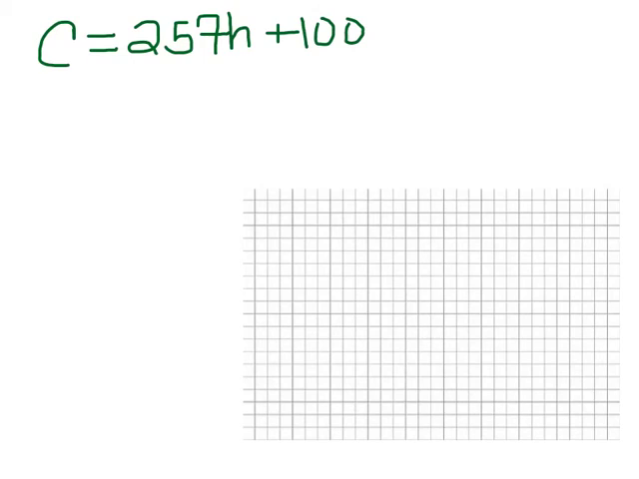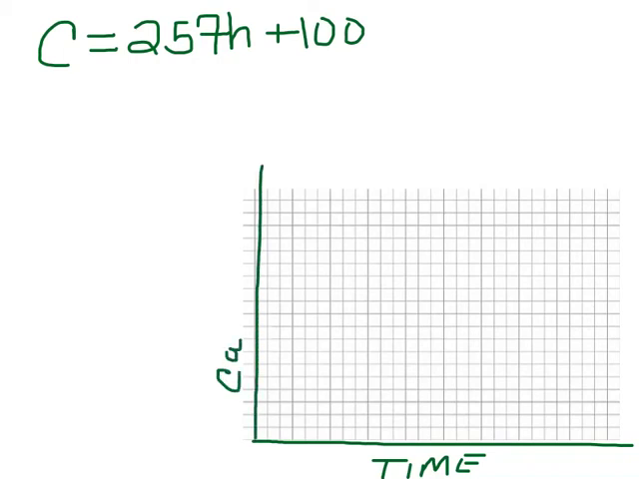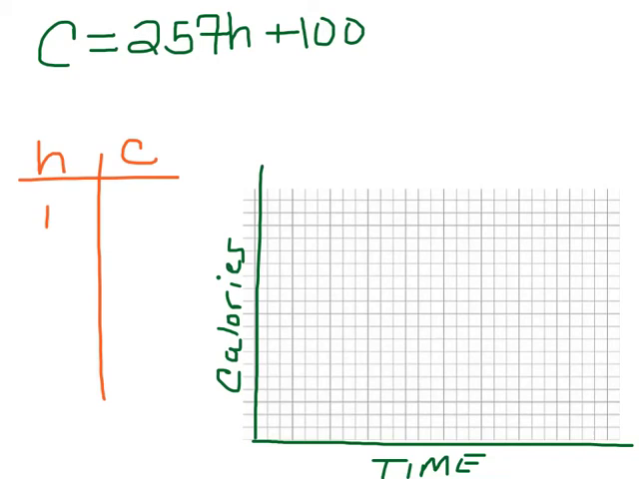So I need to set up my graph here. I'm going to do my time down here at the bottom, like I always do. And my calories over here. Now I need to come up with some data points. So I'm going to make a table, and this is going to be my H and my C. So in 0 hours, if she doesn't work out at 0 hours, she still will have burned 100 calories because she lifted weights. So no matter what, she's going to burn 100 calories.